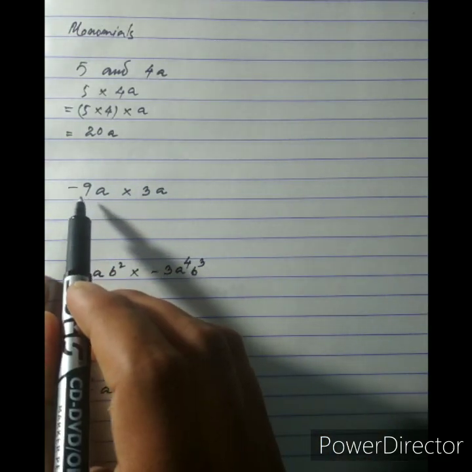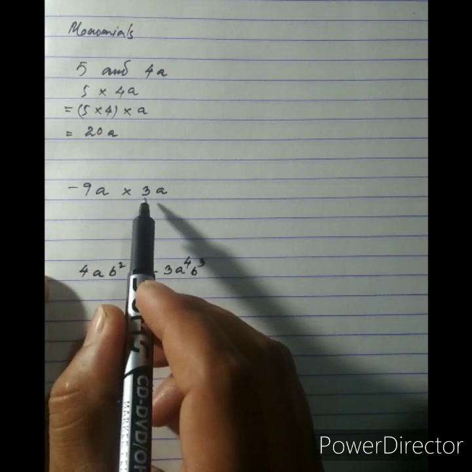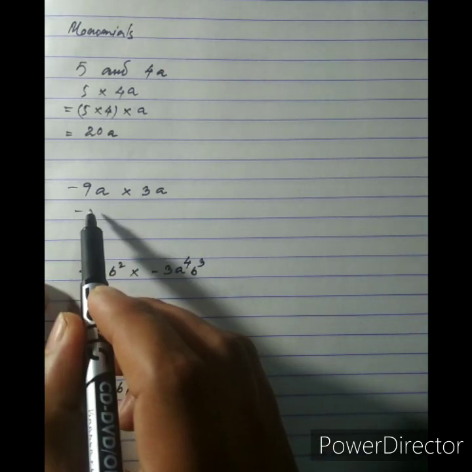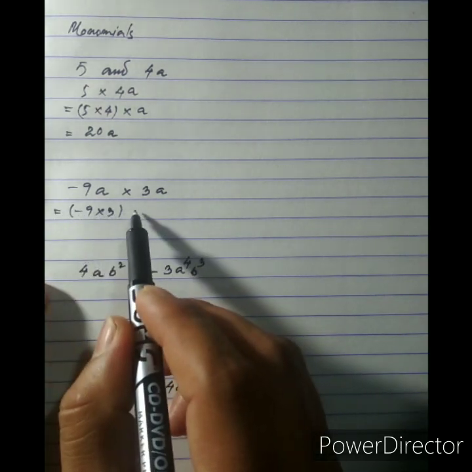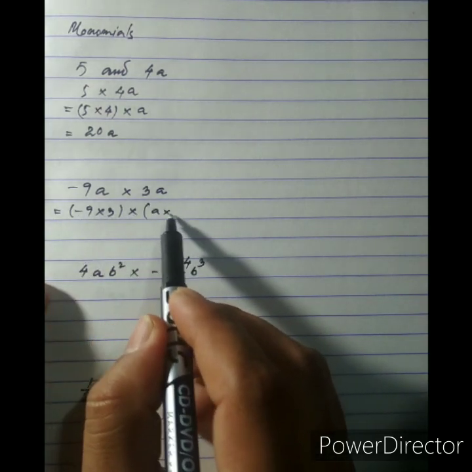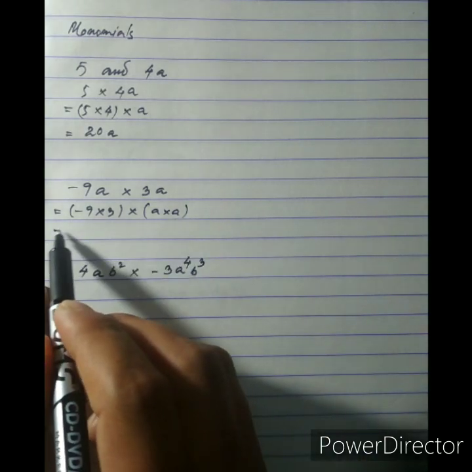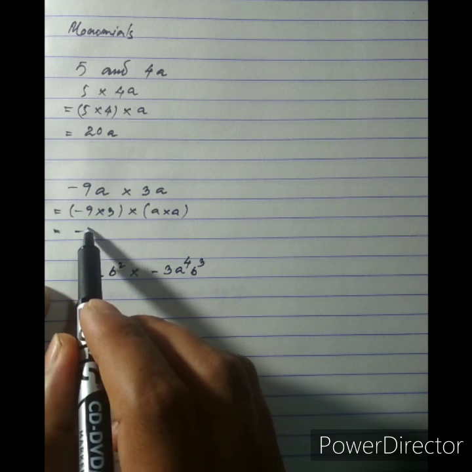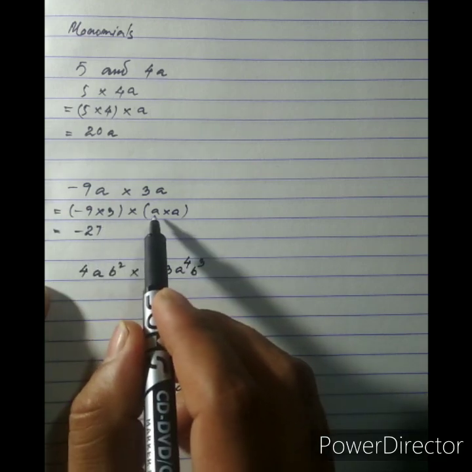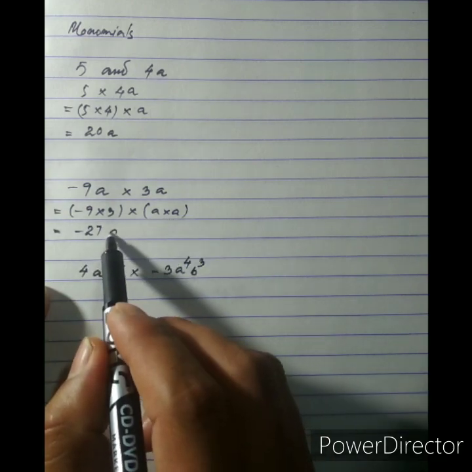So second example, minus 9a and thrice a. So minus 9 into 3, then next a into a. So minus into plus is minus, 9 into 3 is 27, and then a into a is a square.